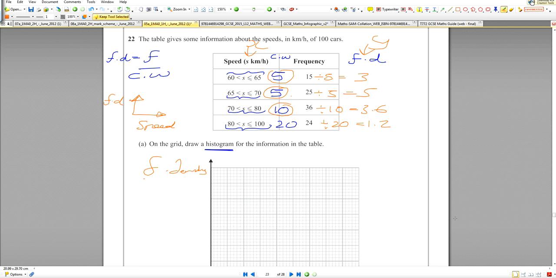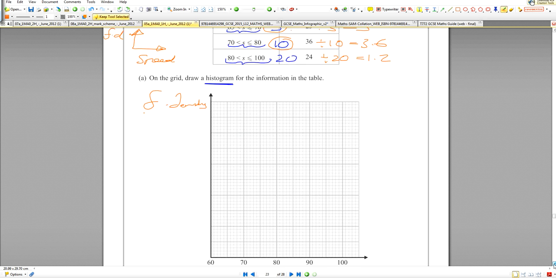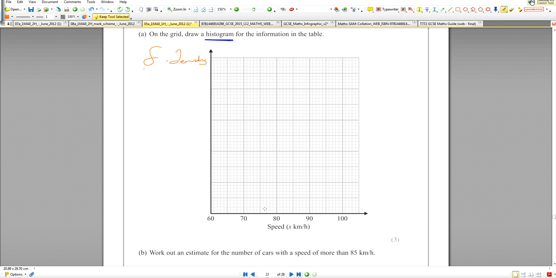So frequency density is the y-axis. I need to move the graph up. They've already helped us with the bottom scale. Thank you very much, examiner. The speed is given to us. This frequency density label looks a little bit tatty, so let's write it properly. You don't want to upset the examiner. Frequency density. Now, what's the maximum value for frequency density? What was it? 5. Okay, let's start here.